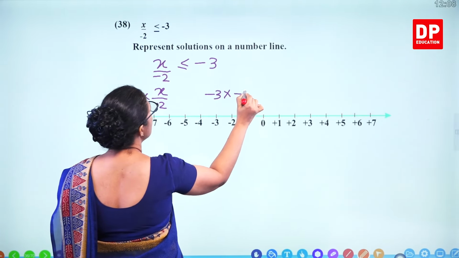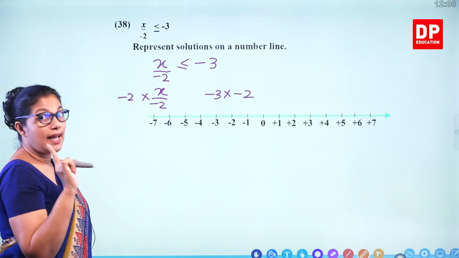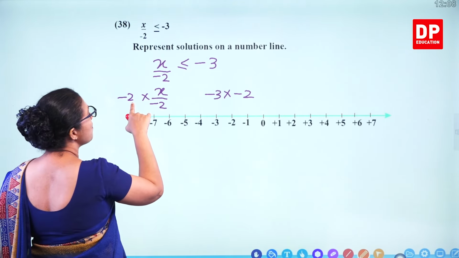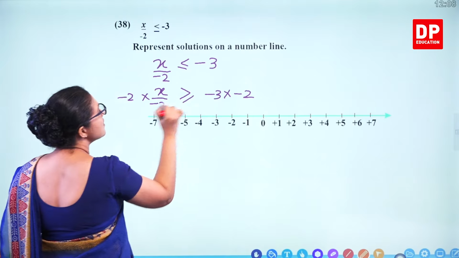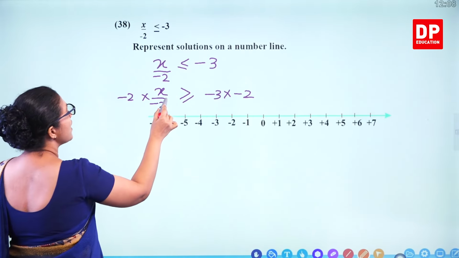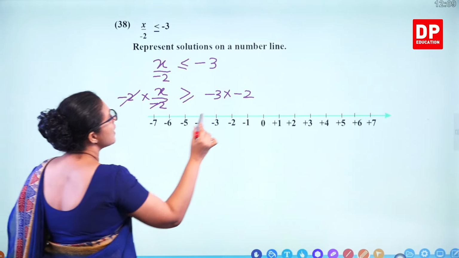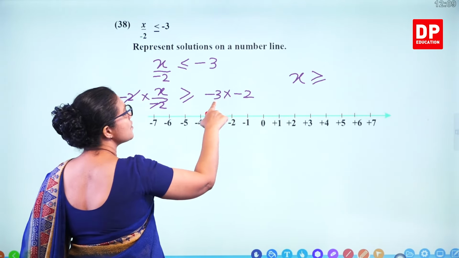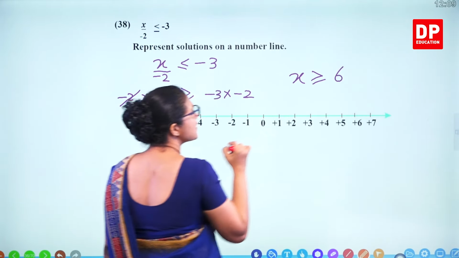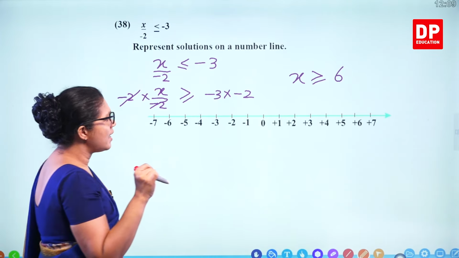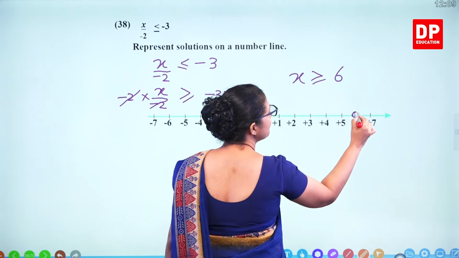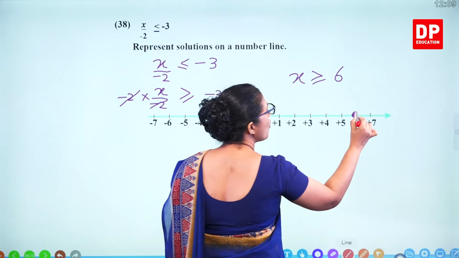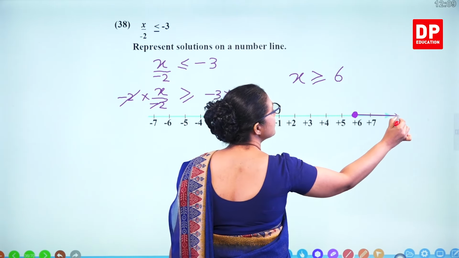Then what happens to the inequality sign? It changes. So here you are multiplying by a negative value. This sign changes. So minus 2 gets cancelled out. You get x greater than or equal to minus 3 into minus 2. That's plus 6. So 6 is included. So you can draw the solid circle, and greater means you can draw the arrow towards this side.